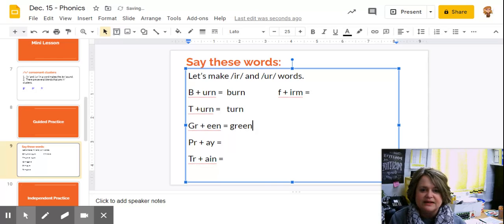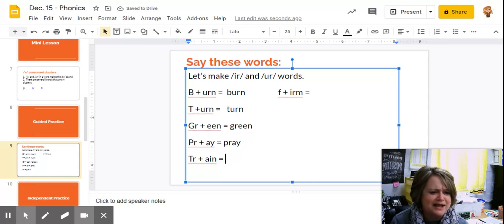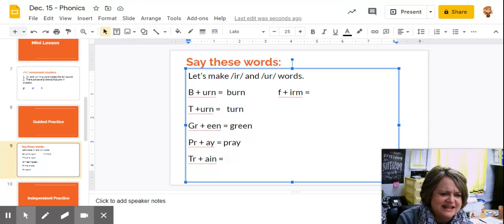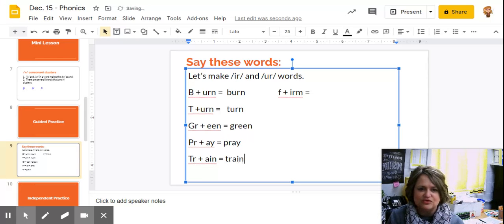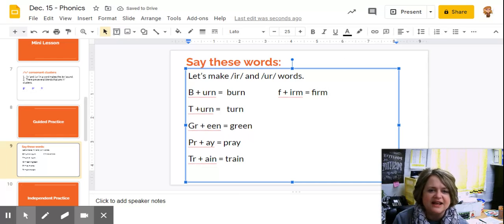Good. And now we have PR. It says pray. Good. And then this is the example that I tried to do with the but I couldn't get it together. Train. And then up at the top, we have one more, firm. Good. So just so you know, UR and IR say the same sound, and then these are the blends with the R sound, gr, pr, and tr.